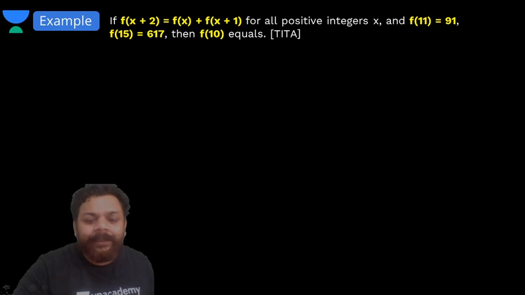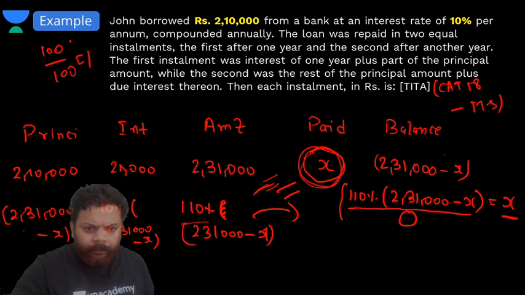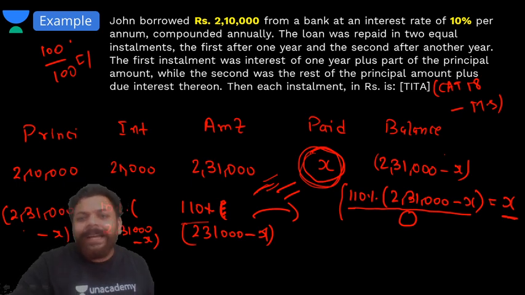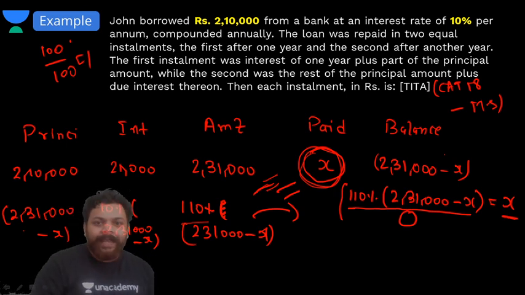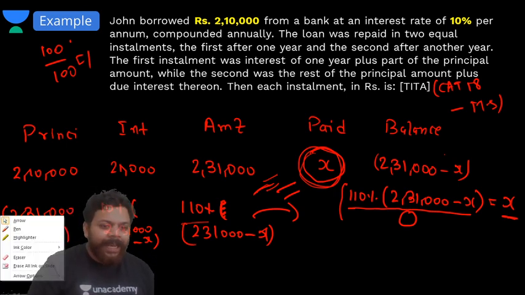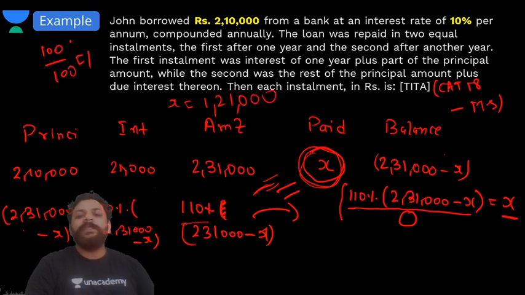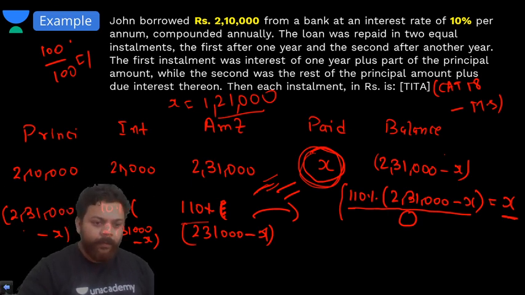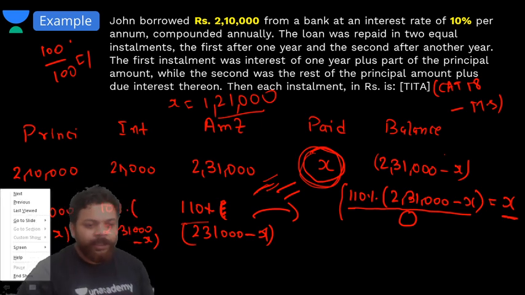And in the next slide, I had calculated the value of this one, and after calculating, I got the value of X as 1,21,000 rupees. So this is what it is all about, the conventional approach.